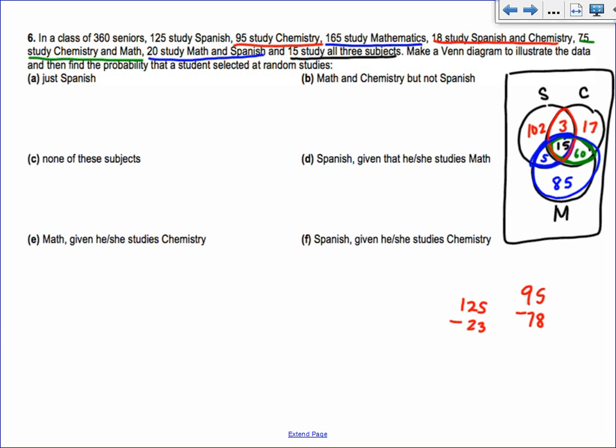Are you seeing how it works? Okay, that's the hardest part. Once you have the Venn, then use the Venn. Right? You don't have to use all the crazy formulas that I taught you at the very beginning of this chapter. You can, but you don't have to.